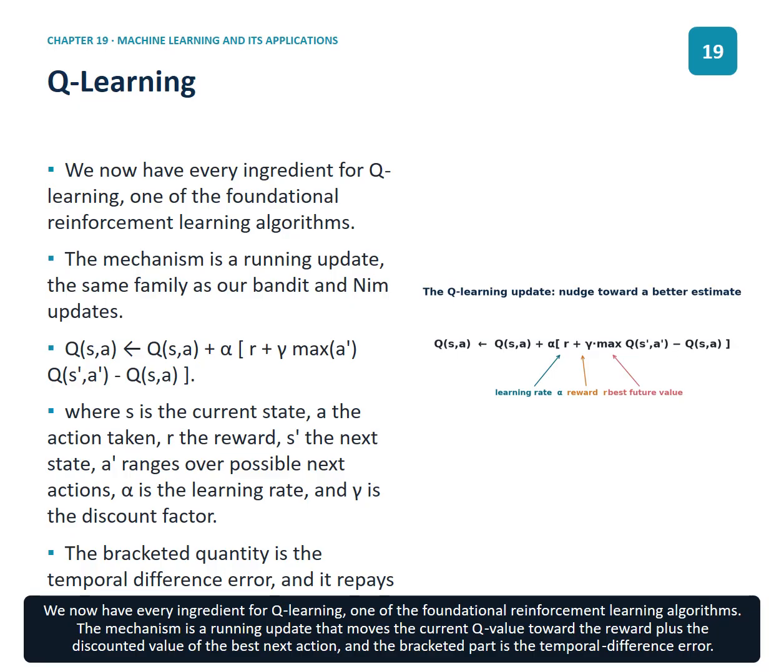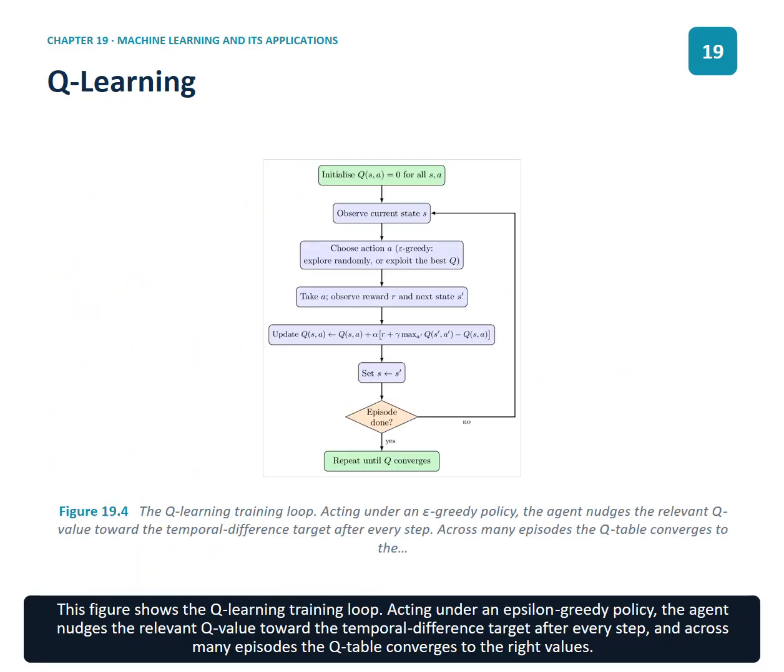The mechanism is a running update that moves the current Q value toward the reward plus the discounted value of the best next action, and the bracketed part is the temporal difference error. This figure shows the Q-learning training loop. Acting under an epsilon greedy policy, the agent nudges the relevant Q value toward the temporal difference target after every step, and across many episodes, the Q table converges to the right values.